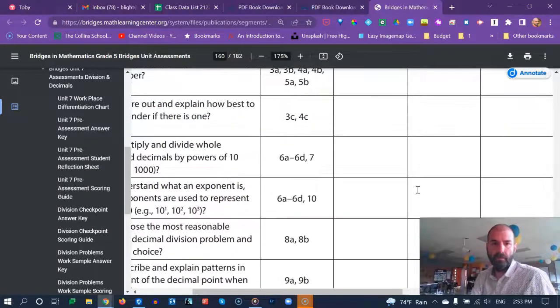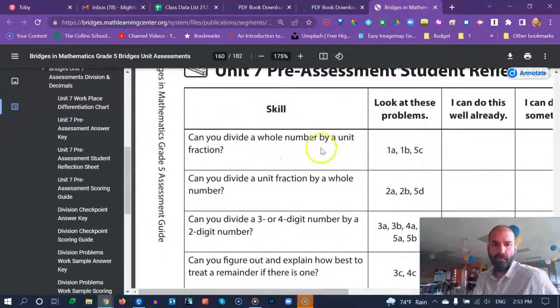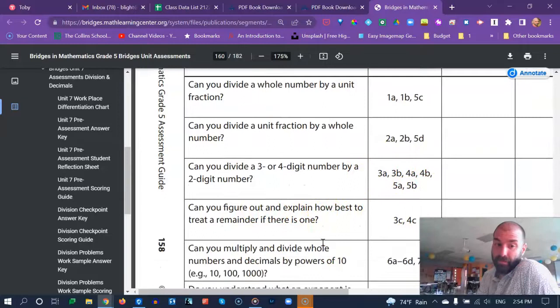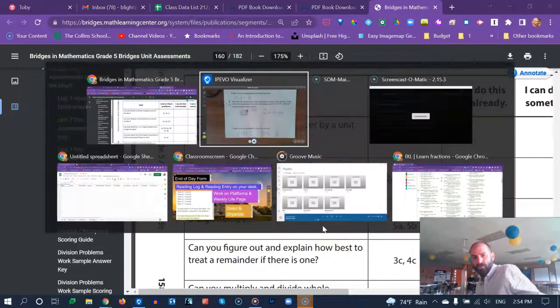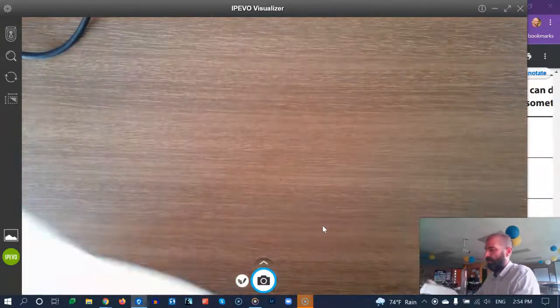So again, if we look at the skill, right? Can we divide a whole number by a unit fraction? That was the first one. We continue down on 5C. Can you divide a unit fraction by a whole number? That was number 2. And then it continues to 5D. Can you divide a 3 or 4 digit number by a 2-digit number? This is coming up here. Also, can you figure out and explain how to best treat a remainder? Okay, so that's kind of the next skill. It's all about division and remainders and how we use those. So let's find out what that looks like.